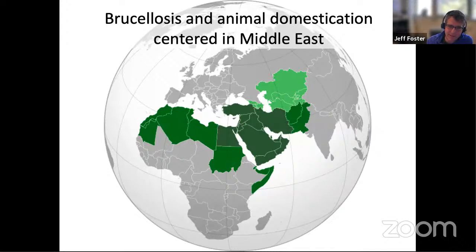And interestingly, we're talking about this region here in the previous map. Hold on. We're talking about this region right here as the center of domestication. And interestingly, this is exactly where brucellosis is still centered. I don't know if that's just a coincidence or not, but animal domestication and brucellosis are both centered in the same place. Some of it's coincidence and some is not, and we'll see some of those details in a second.